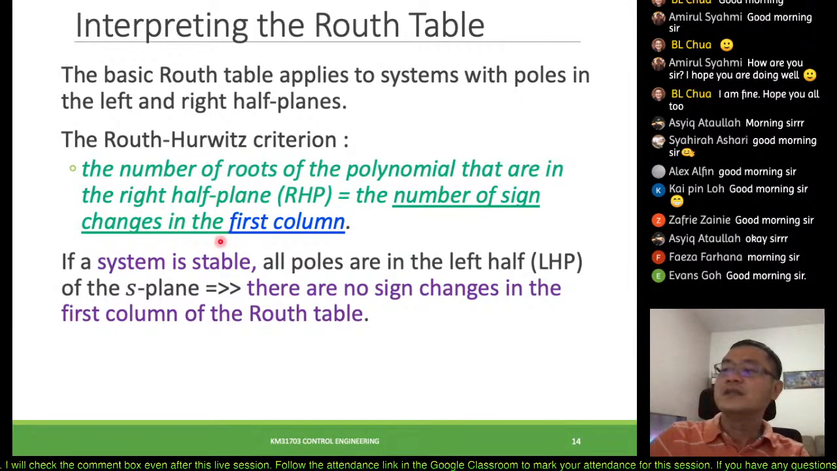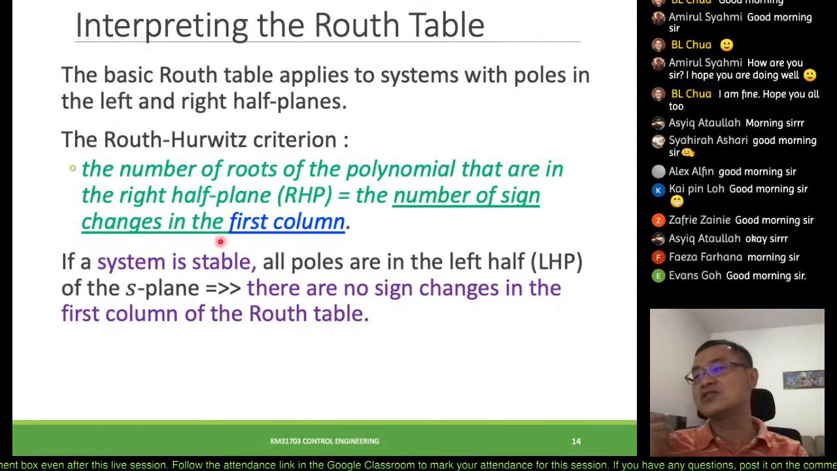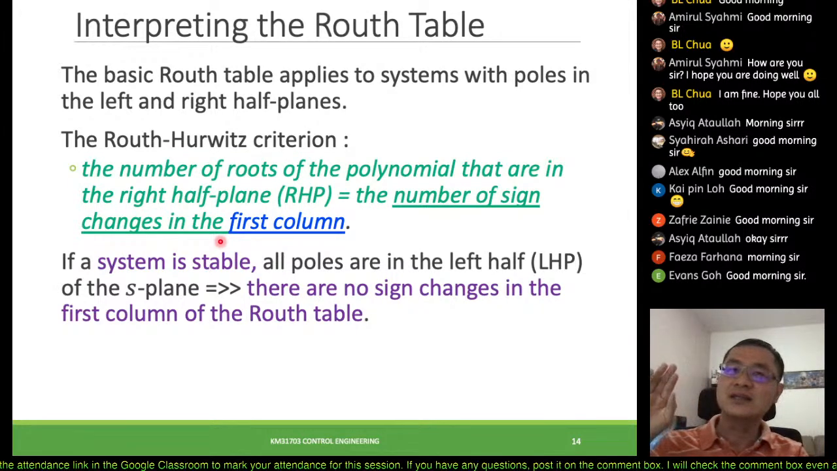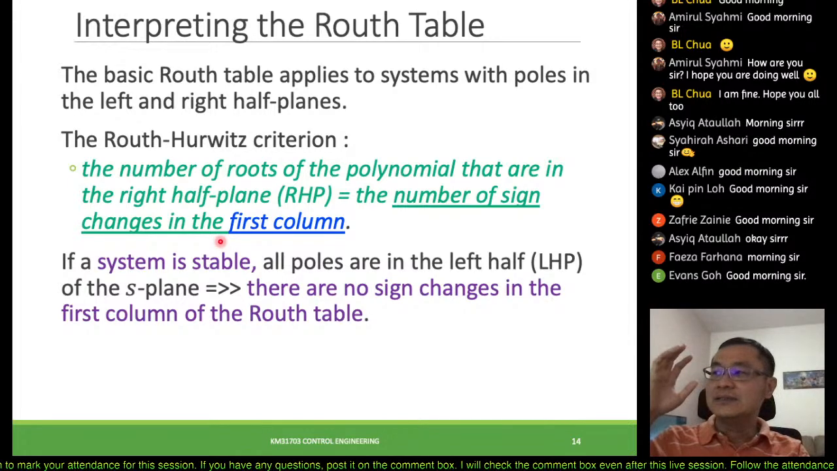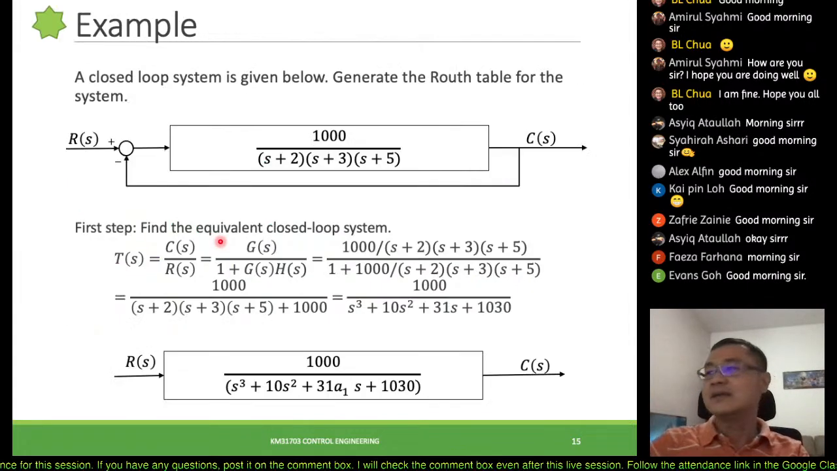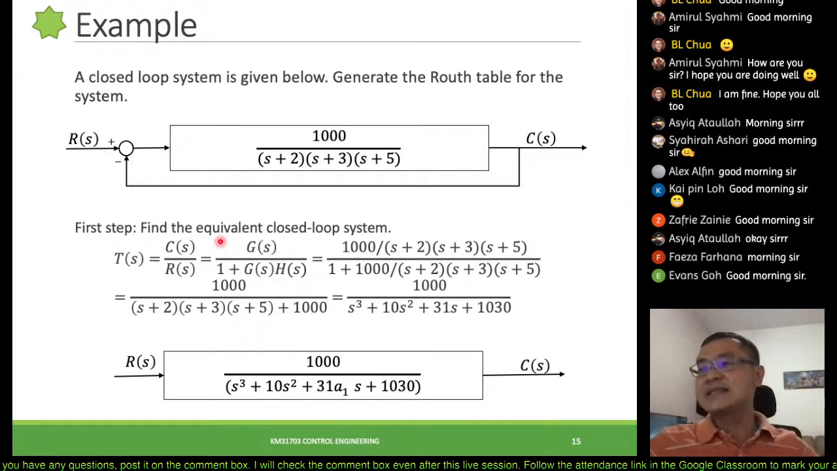So if the system is stable, then for sure there is no sign change, which would result in the existence of a pole on the right half plane. We will go through some examples.